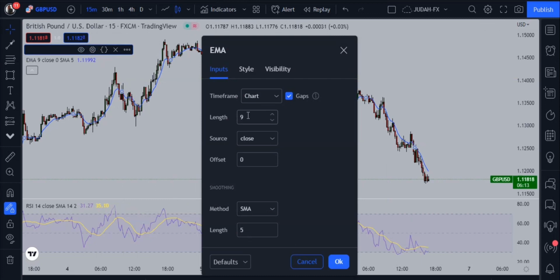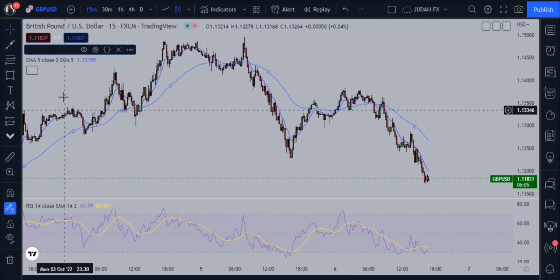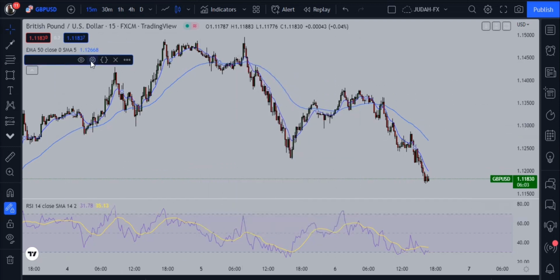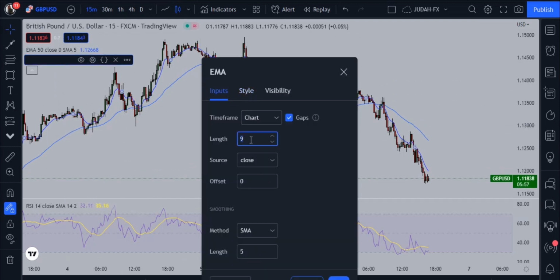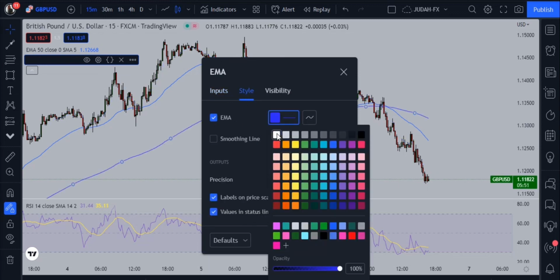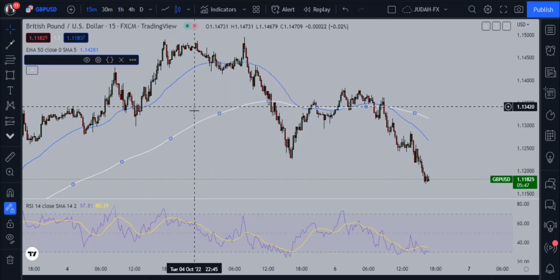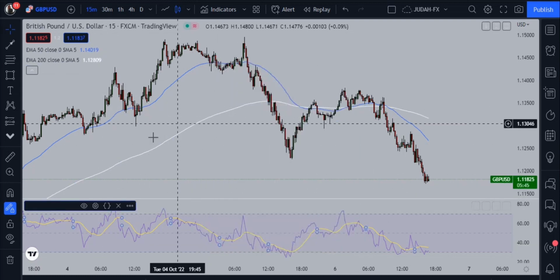Here are the settings for the indicators. For the first exponential moving average, set the length to 50. And choose whatever color you like. In this video, we'll use blue. For the second exponential moving average, set the length to 200. And choose whatever color you like. In this video, we'll use white. For the RSI, leave everything at default. With all that done, you should be good to go.